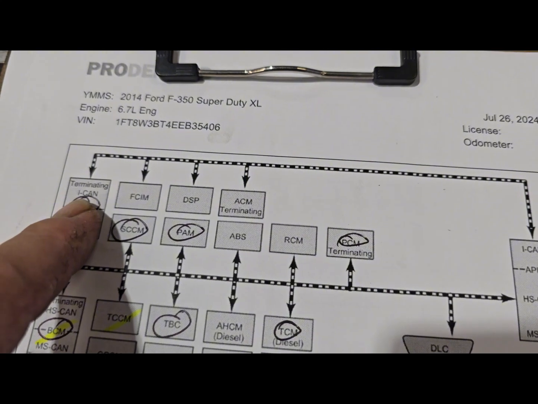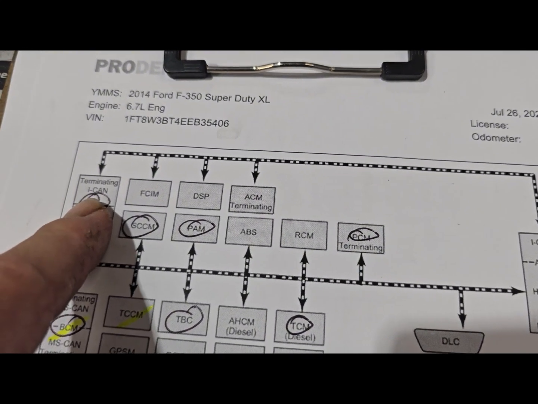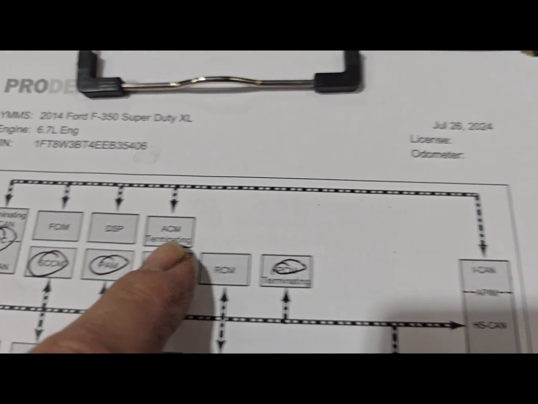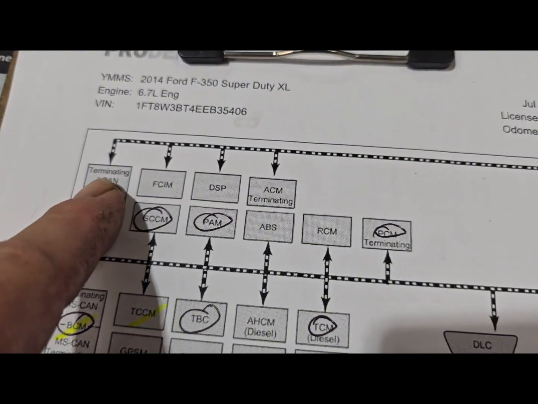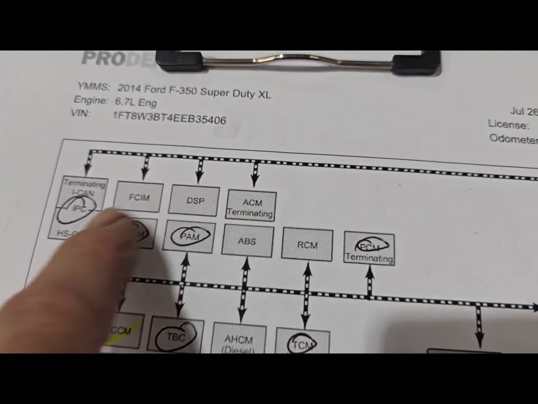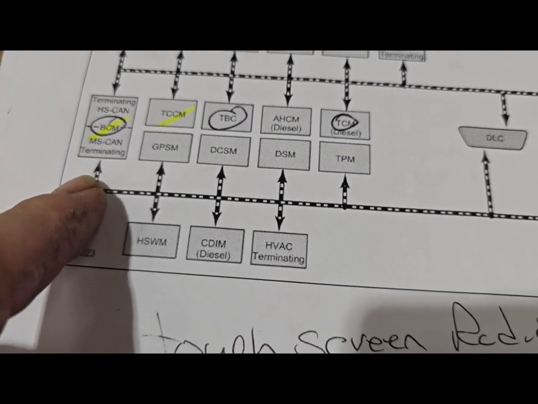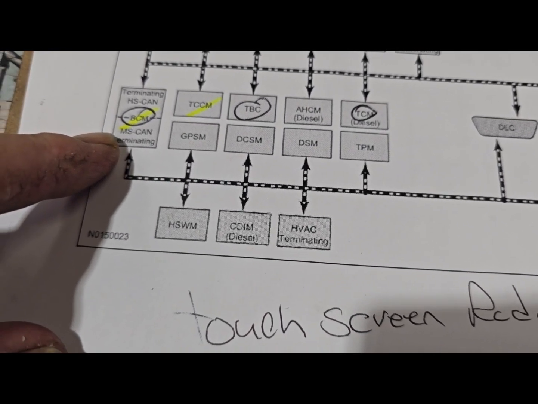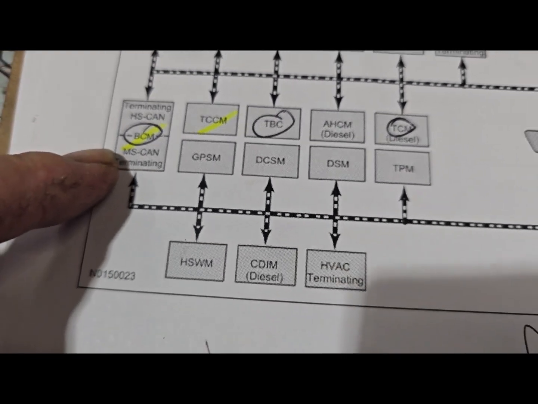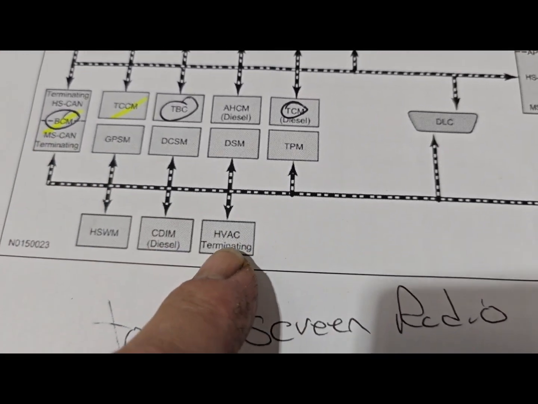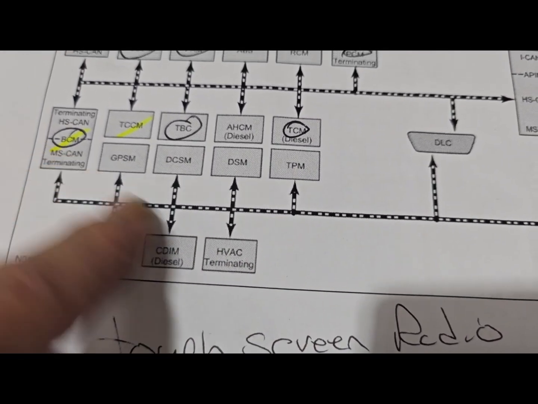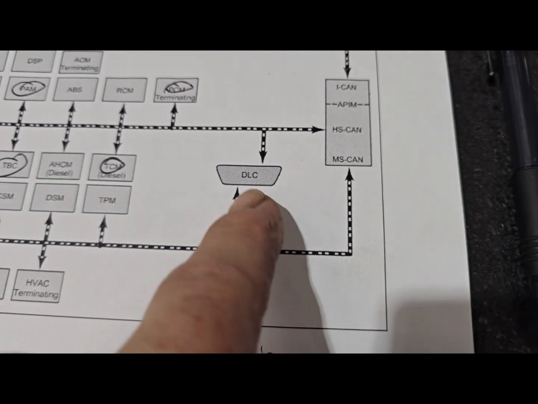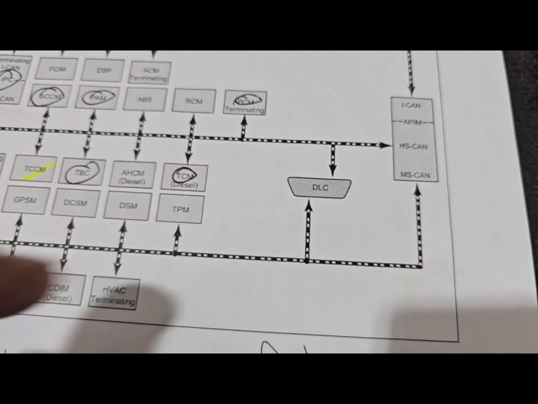Now you go up to the ICAN. The ICAN has a terminating resistor in the IPC and also the ACM. And that's what gives that 60 ohms, 120, 120. Come on down to the MS CAN, and the BCM has the terminating resistor in the MS CAN, and the other terminating resistor is in the HVAC. That gives this 60 ohms. We're testing it at the DLC here.